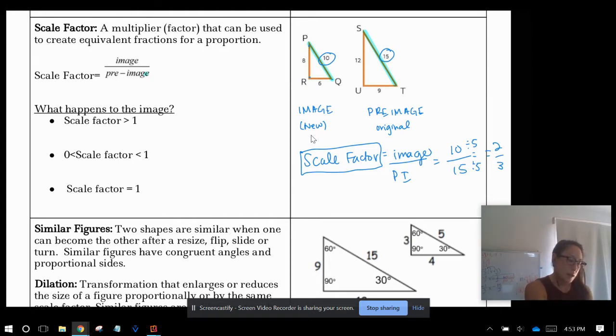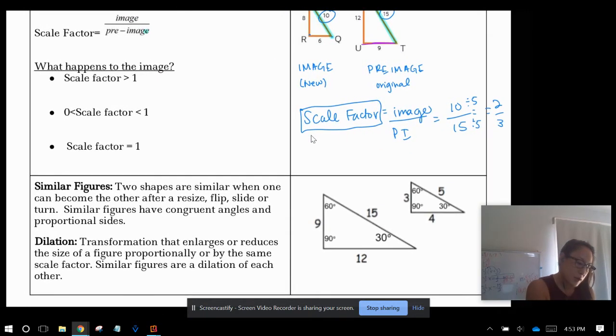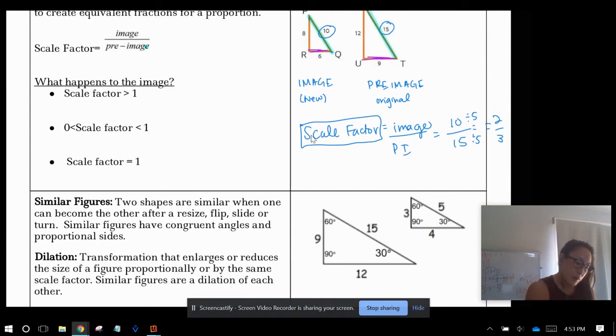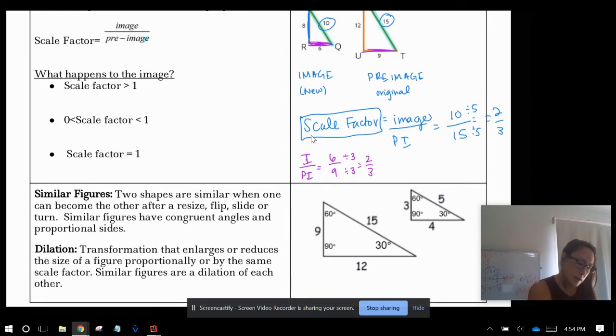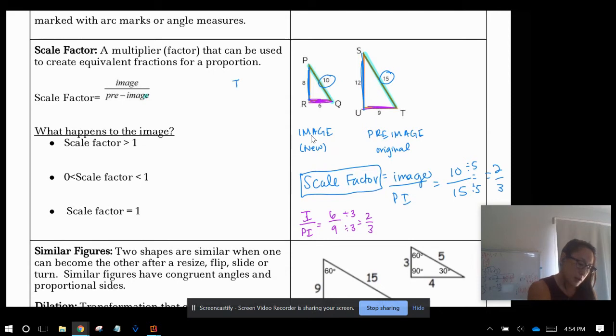So when I get the scale factor for every side, so let's go ahead and do UT and RQ. We would do image over pre-image values, giving us 6 over 9. I see we can divide out a 3 on the top and the bottom, giving us a ratio of 2/3. Again, RQ's side length is 2/3 the size of UT's side length. Okay, lastly, we're going to do PR to SU. So PR is the image over the pre-image, giving us 8.